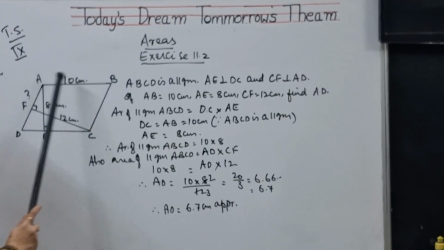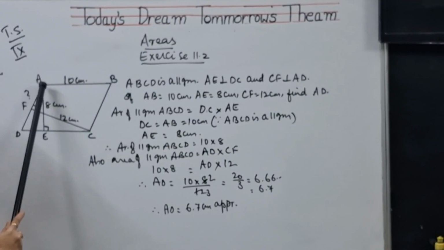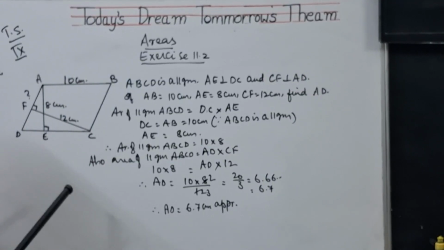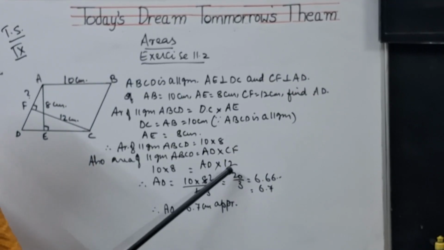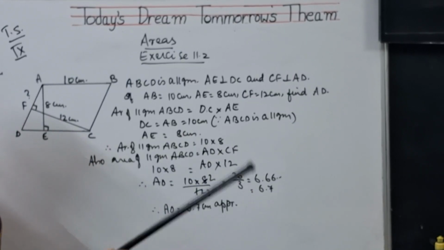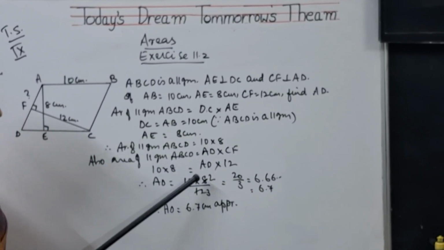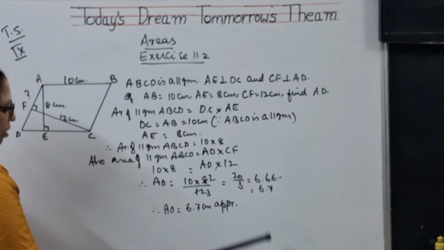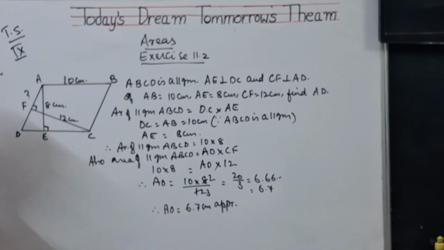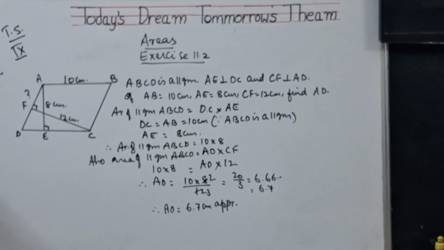And also area of parallelogram ABCD, if you take this as base, it is AD into CF. So AD we don't know, but CF is 12. So 10 into 8 is equal to AD into 12. So AD is equal to 10 into 8 by 12. On calculation, I have got it approximately 6.7 centimeters. Children, please note it down.